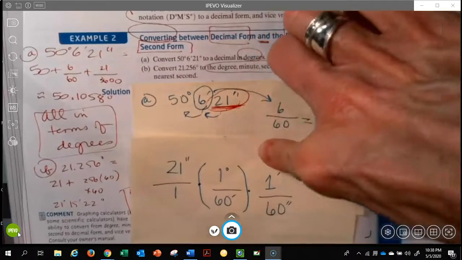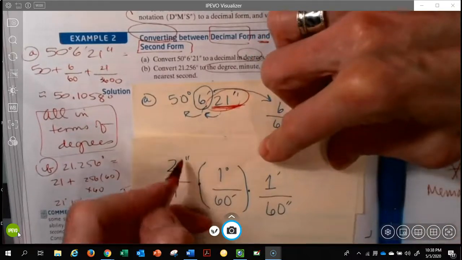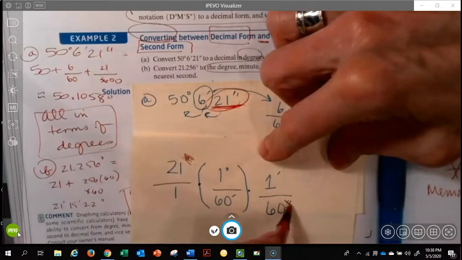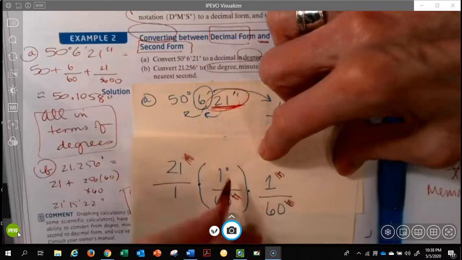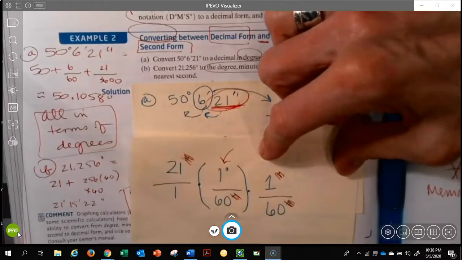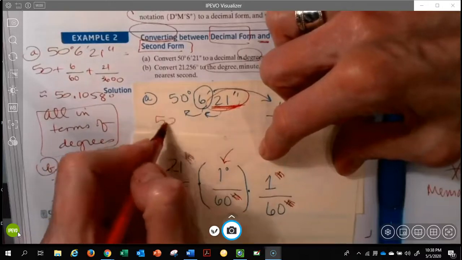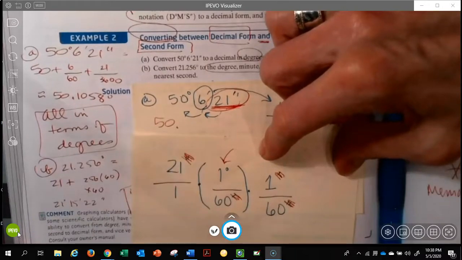And in dimensional analysis, a top unit can kill a denominator unit. A denominator unit can kill a top unit, and all I've got left are my degrees, and that's what I need because they said convert this to degrees with a decimal and only degrees. No minutes, no seconds. Convert everybody to degrees.